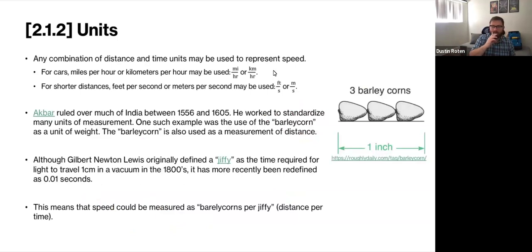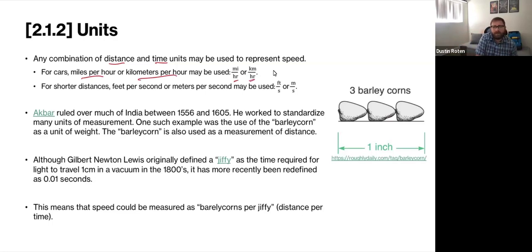Now, going back to velocities, we can use really any units we want to. Any combination of a distance and a time, we can use that to represent speed. So for cars, where you're traveling long distances over hours, it makes sense to use something like miles per hour or kilometers per hour. And we can represent those as fractions, just the rates, miles per hour, kilometers per hour.